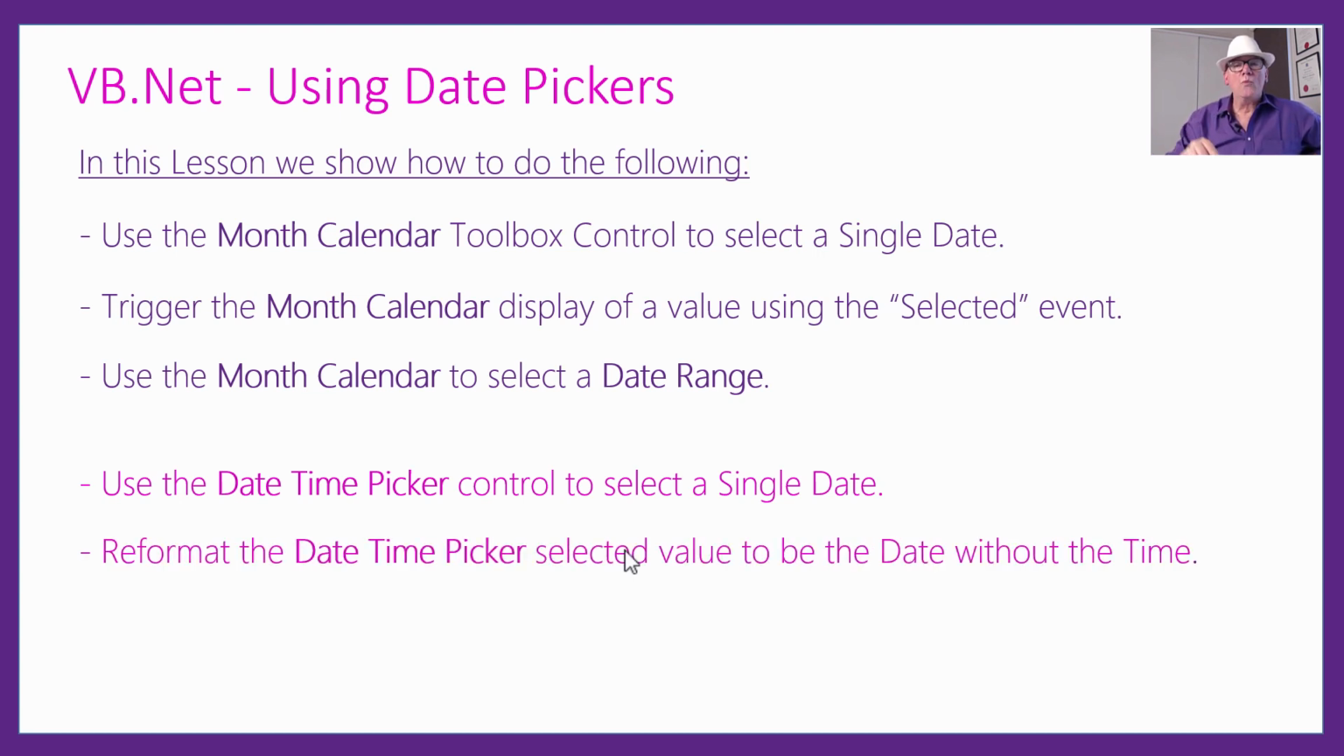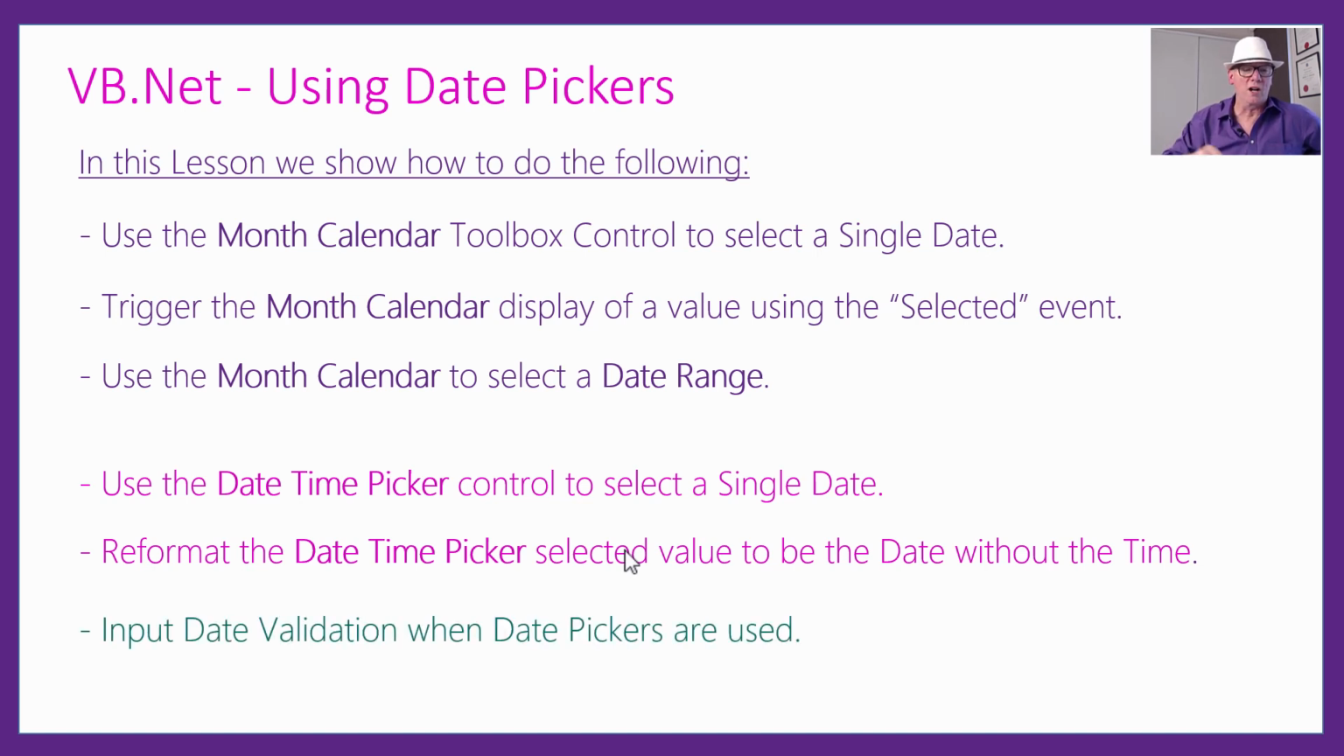And the date time picker actually gives you the date and the time, the present date and present time, or if you choose a different date, an old date or a future date, it will give you a date, but it also gives you a time, and we'll show you how you can reformat it. So you just pull out the date part and then your program can ignore the time.